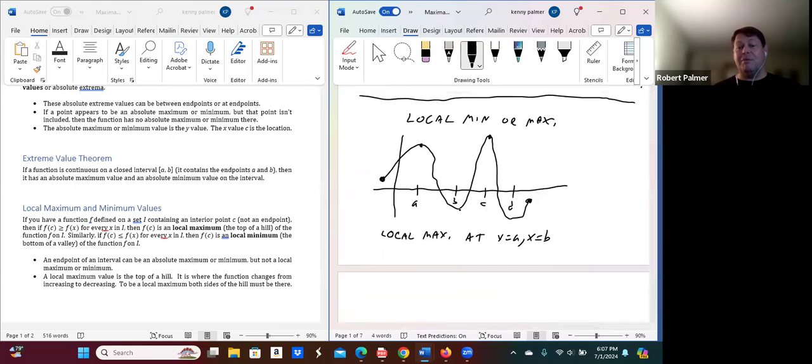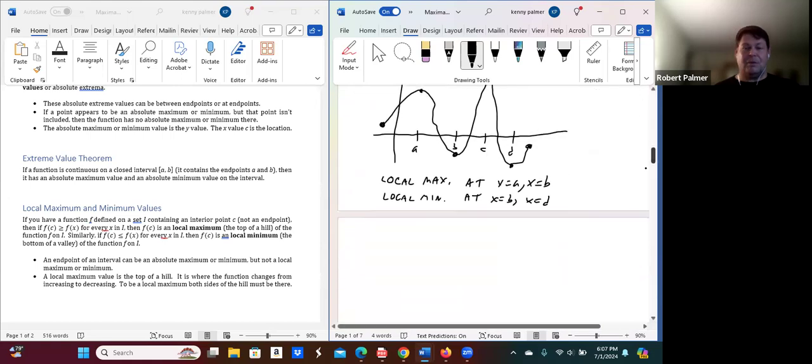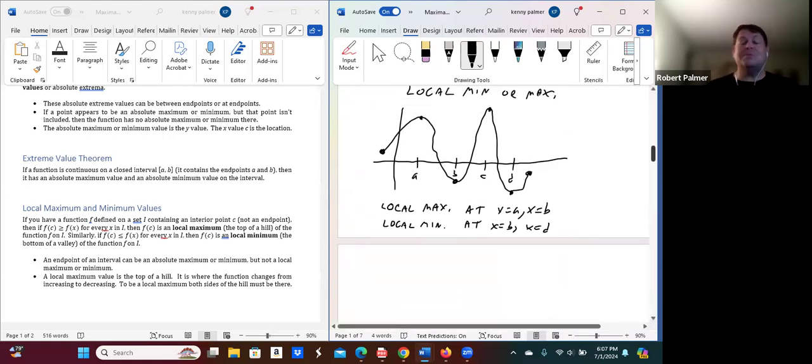Now, a local minimum then is the bottom of a valley. It's also where the function goes from decreasing to increasing. So we have local minimum values at x equals b and x equals d. And once again, those are the highest points or lowest points locally. They don't have to be the highest or lowest points overall. Now, one other thing I mentioned. So let's look over a couple of the notes we have.